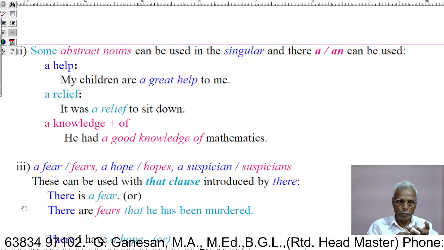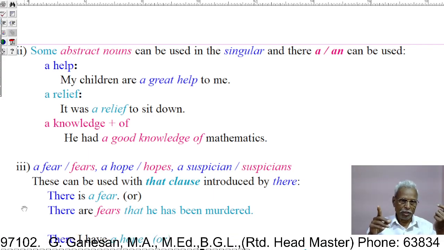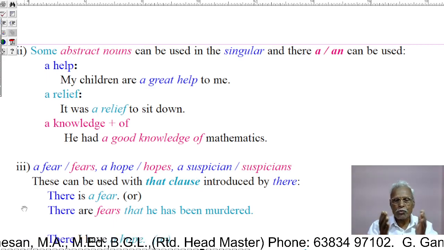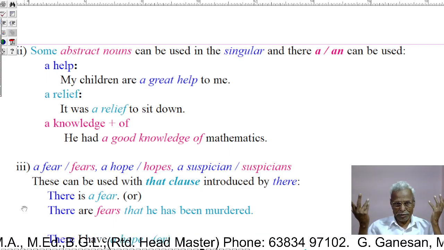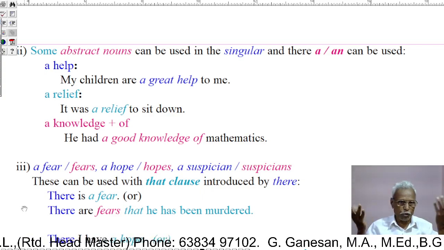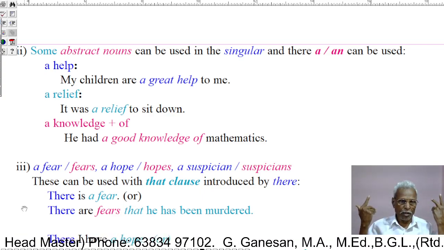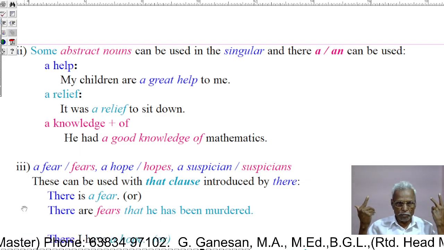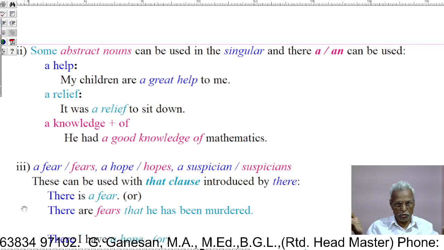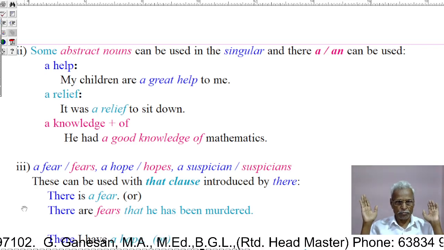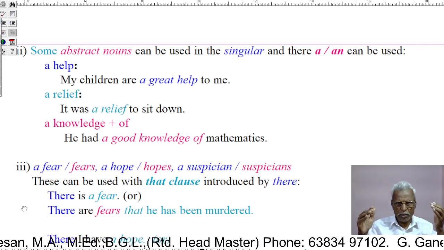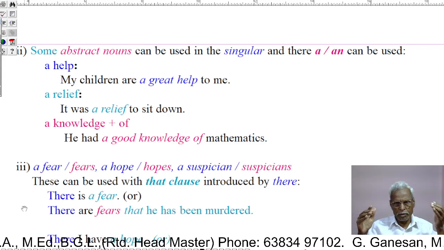For example, help, relief, knowledge. These are uncountable abstract nouns. Before these nouns, we can use the article a or an. First one is a help. My children are a great help to me. A relief. It was a great relief to sit down. It is a great relief to take rest. A knowledge of: he has a good knowledge of mathematics.